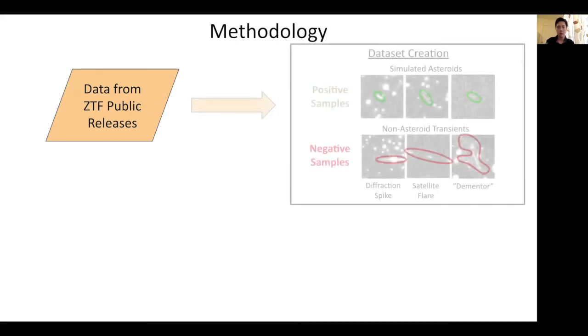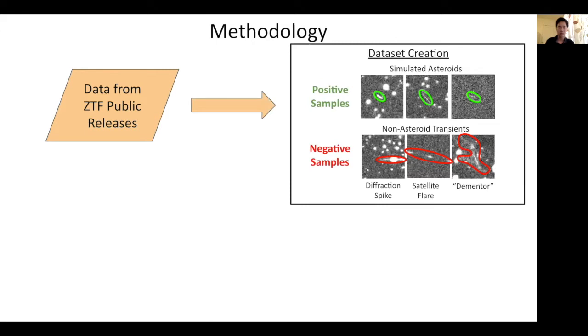So to begin, let me talk about the overall methodology that I used. For the data, I chose to use ZTF's public data releases, in part because I could compare my pipeline to the DeepStreaks pipeline which ZTF uses, but also since ZTF has released full nights of observation data, and they have made their science, reference, and difference images available, which makes it much easier for someone like me to do research on transients. And so I take this data from ZTF's publicly released data, and I create a dataset of simulated asteroids for the positive samples.